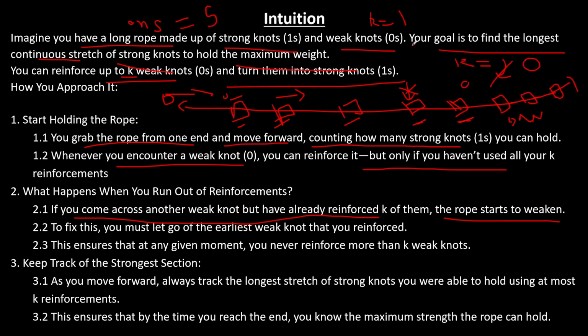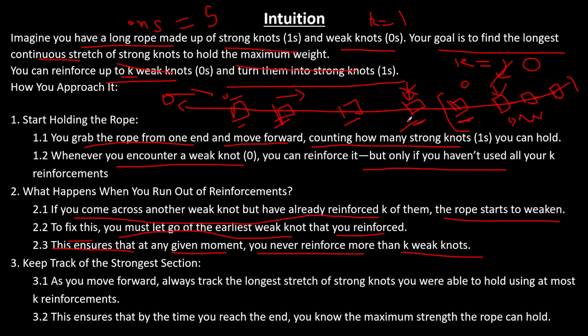Now when it becomes 1, you can utilize that 1 on the weak knot which you got ahead, right? What this tells you is that your next contiguous subarray basically starts from the last weak knot here. So in an easier manner to fix this, you must let go of the earliest weak knot that you reinforced. This was our earliest weak knot. This ensures that at any given moment you never reinforce more than K weak knots.